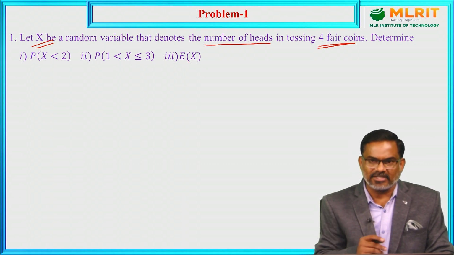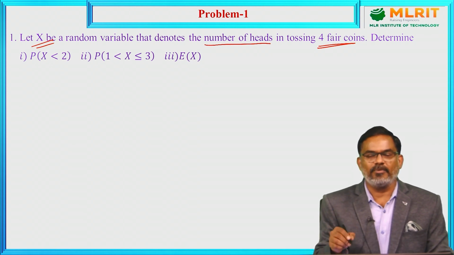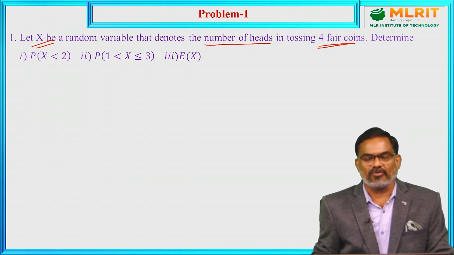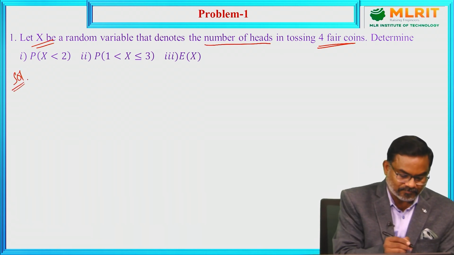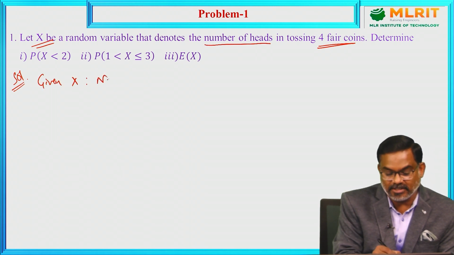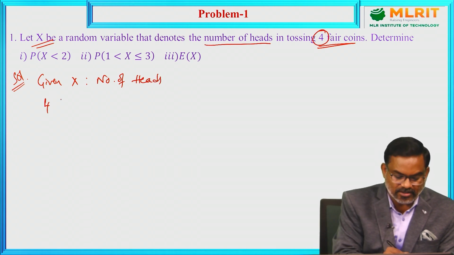Just now we have discussed, to find the expectation of x, first we must have the probability distribution, and to find the probability distribution, first we need to find the values of x. The random variable takes some values. Here, solution: given this capital X denotes the number of heads, and here how many coins are tossed? 4 coins are tossed.